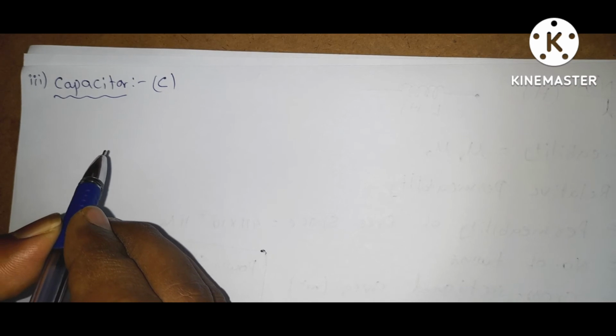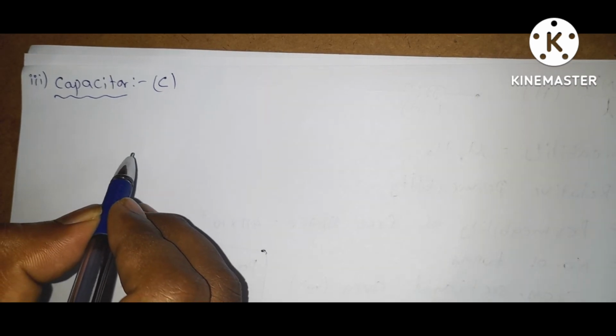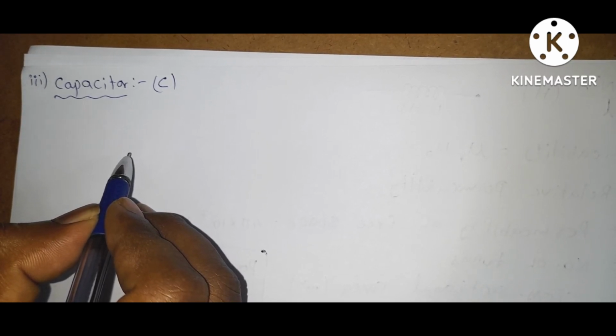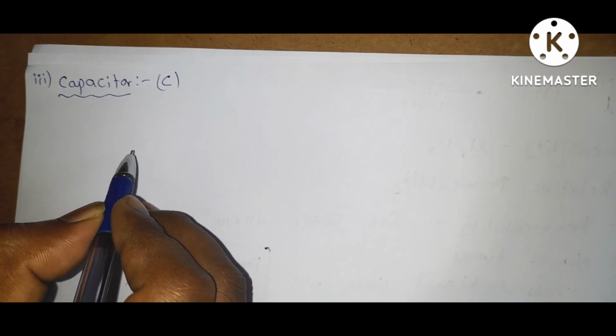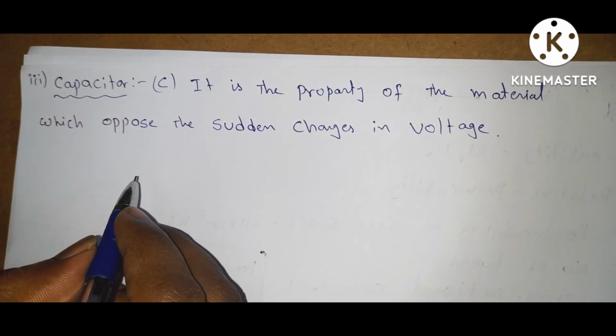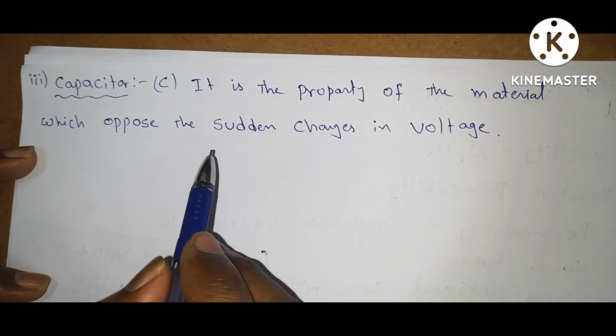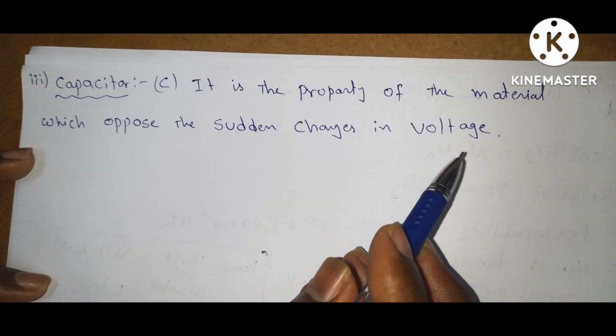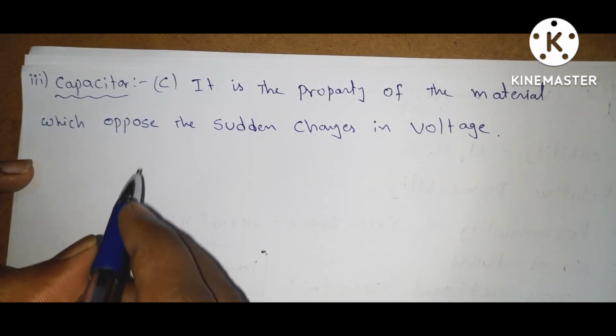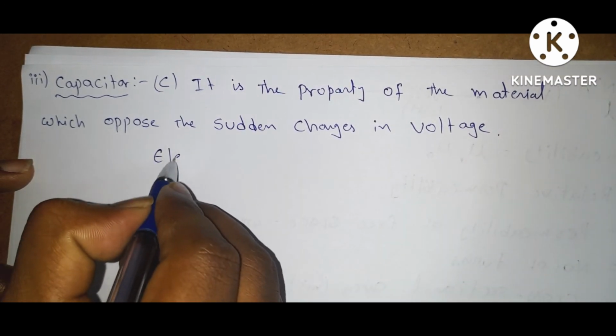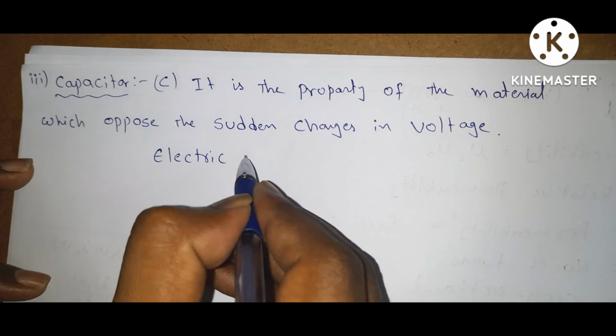Resistor will dissipate the energy in the form of heat. Inductor will store the energy in the form of magnetic field. Capacitor will store the energy in the form of electric field. So what is the definition? It is the property of the material which opposes the sudden changes in voltage and it will store the energy in the form of electric field or electrostatic field.